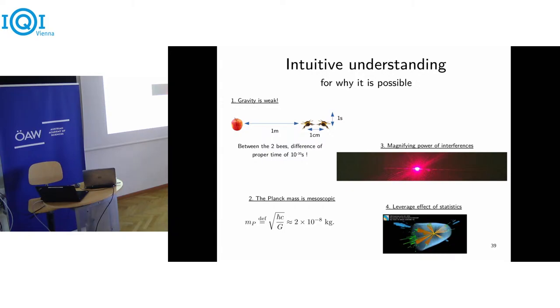Fourth argument, we are again using the leverage effect of statistics. For each data point on the curve, we need a lot of runs to overcome the accuracy of our clocks. And this is similar to what they do in accelerators.